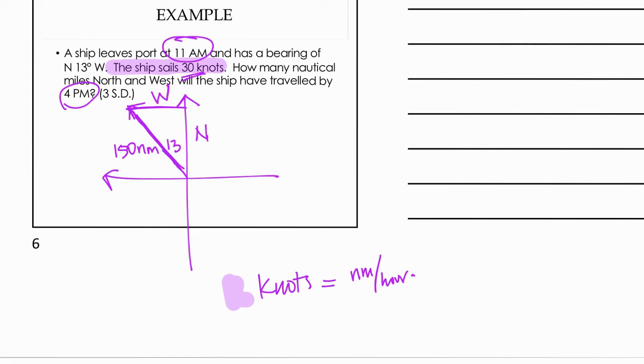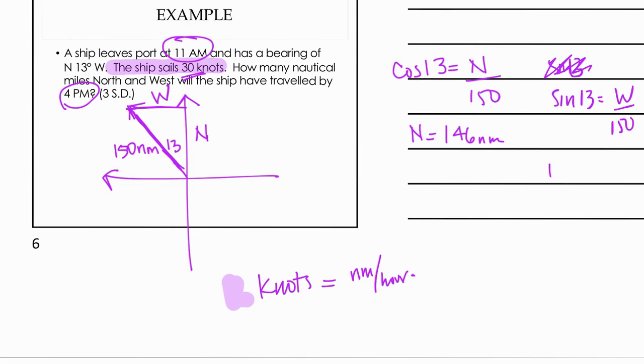So this is a lot like the last problem. You're going to use some trig, figure out the north and the west. Here's what it looks like. Cosine of 13 is north over 150, so the north is 146 nautical miles. And then the sine of 13 equals west over 150. So west is equal to 33.7 nautical miles.